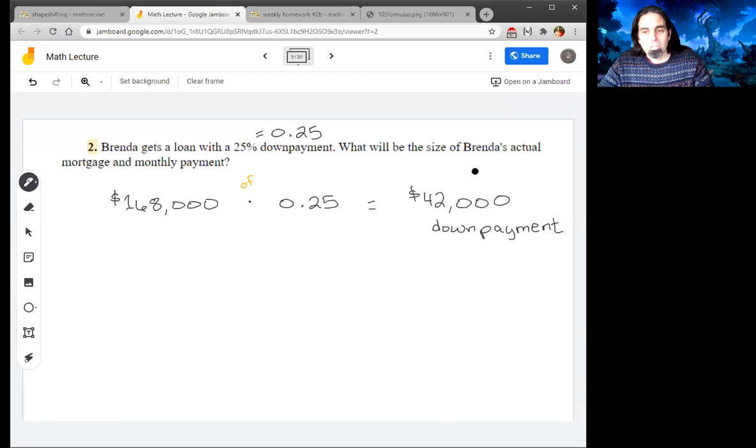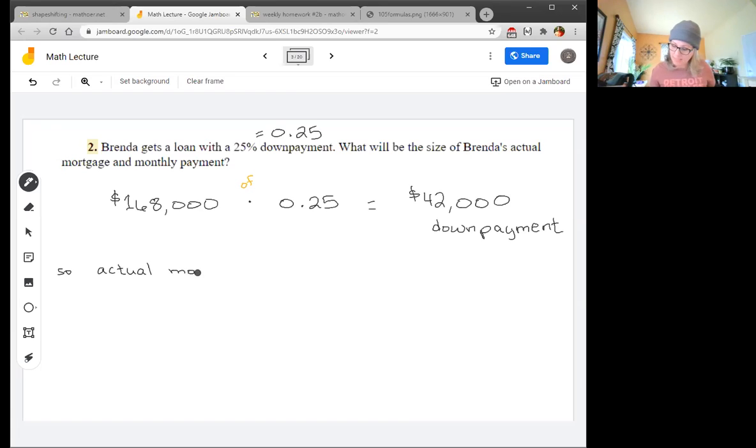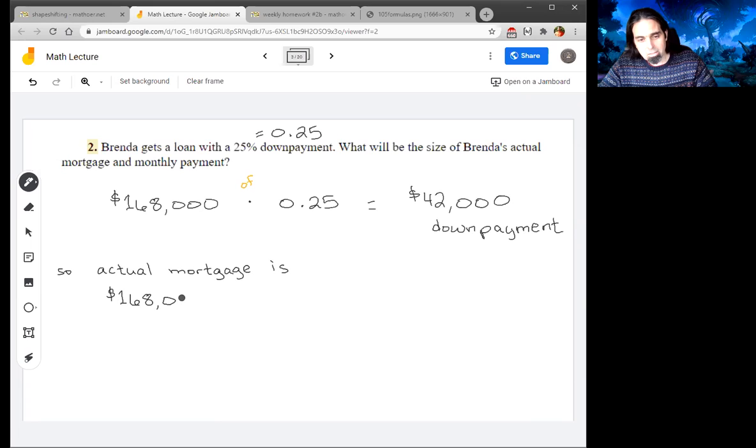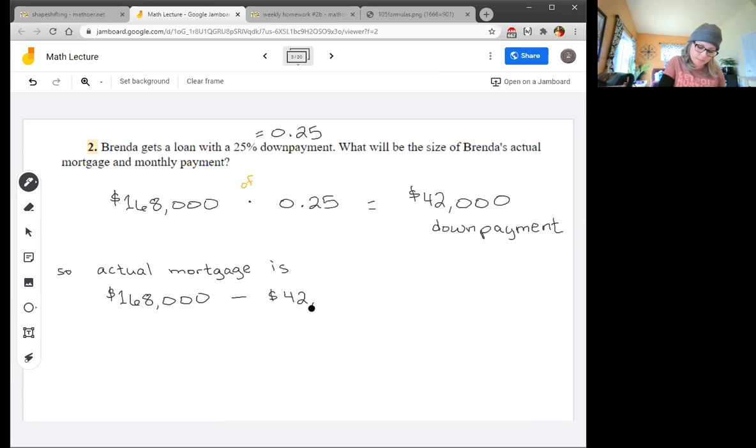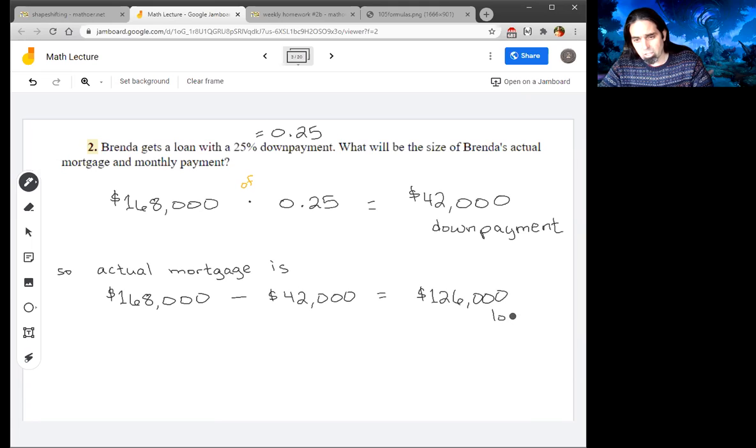Okay. What's the size of her actual mortgage? So then we would take 168,000 and subtract the 42. Right. The house would cost the 168, and anything she's not paying up front will be the loan. 126,000. And you could label that loan or mortgage or however you want.